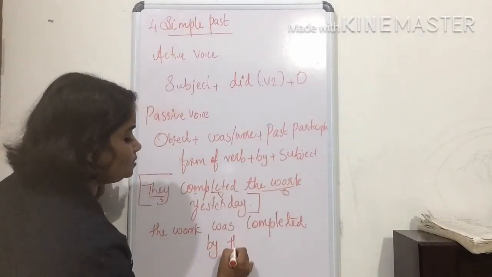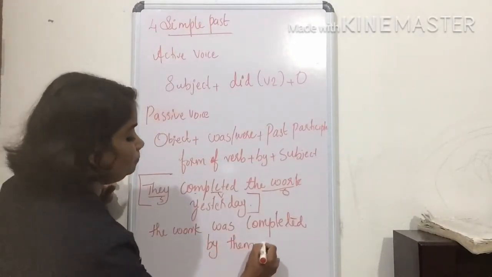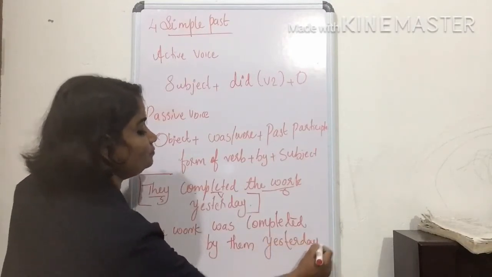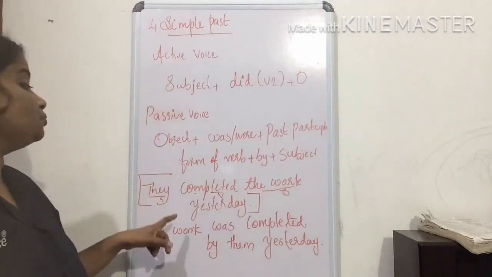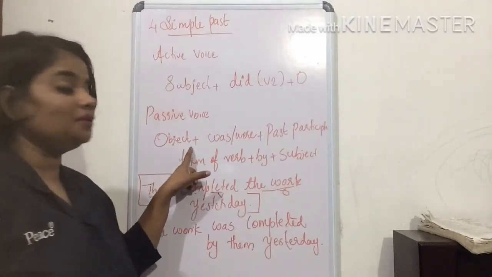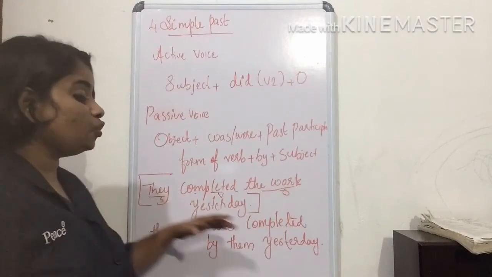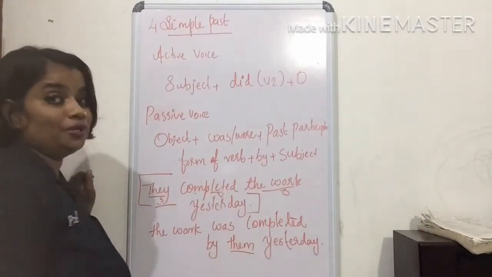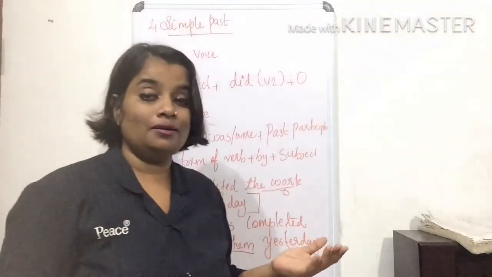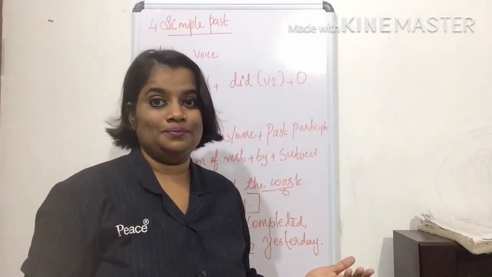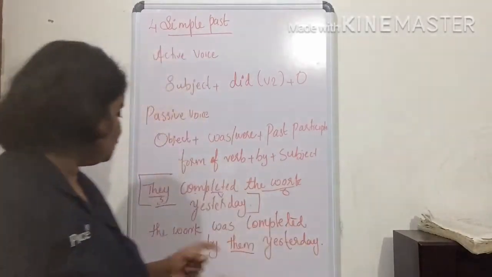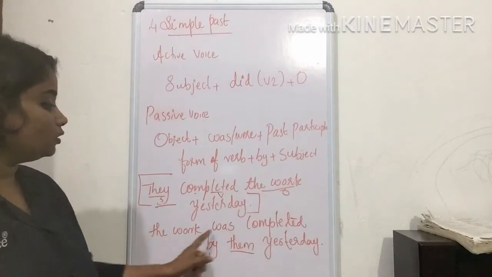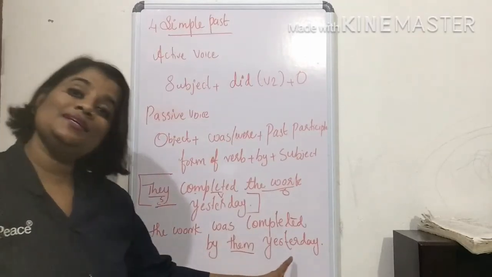By plus they become them yesterday. Okay, so what are the things that you need to learn? You need to learn the structures properly and the subjective case to objective case. They become them, I become me, you become you itself, she become her, and he become him. Okay, so they completed the work yesterday, changed to passive voice. The work was completed by them yesterday.